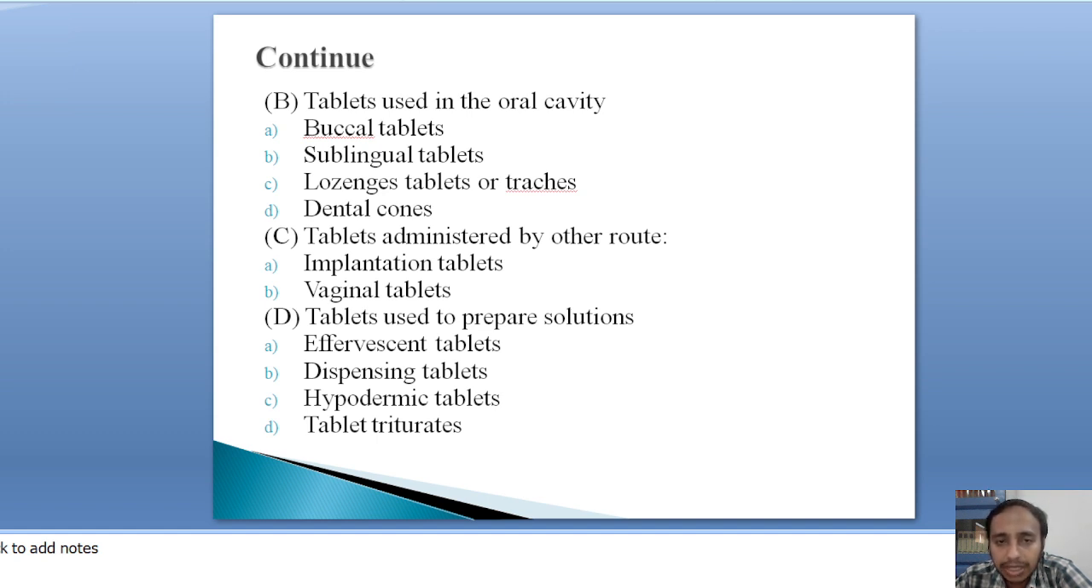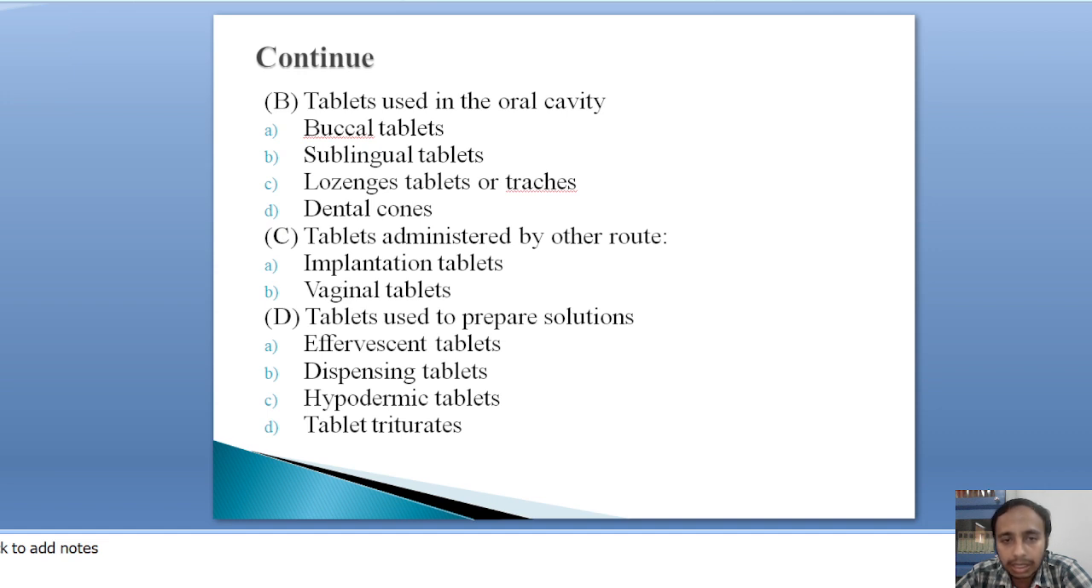So when we place a tablet below the tongue, it is called the sublingual tablet. Then next are the lozenges and troches. You might have seen lozenges, different types of medicated tablets. These are mainly prepared with sugar. I will discuss this type of lozenge later. Lozenge tablets are also used for treatment.